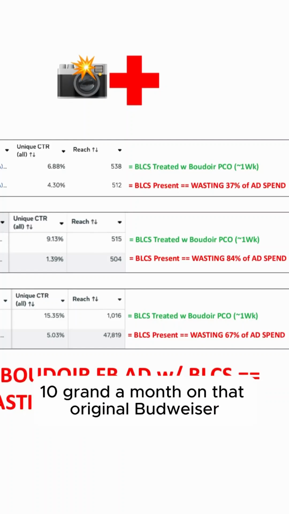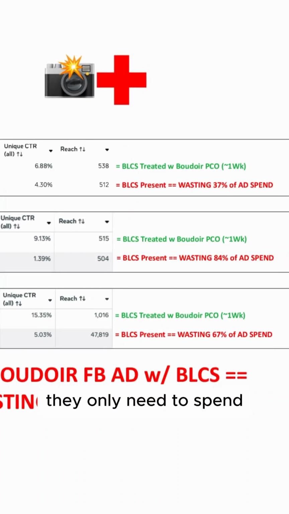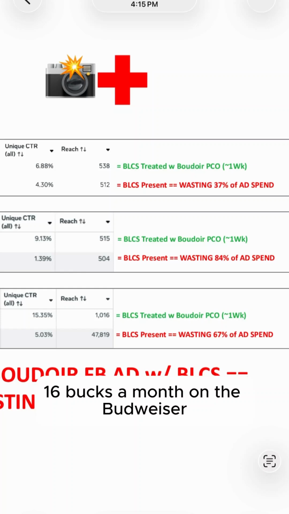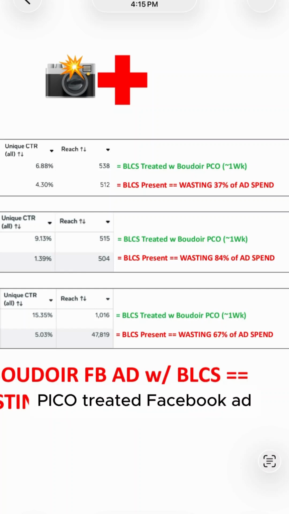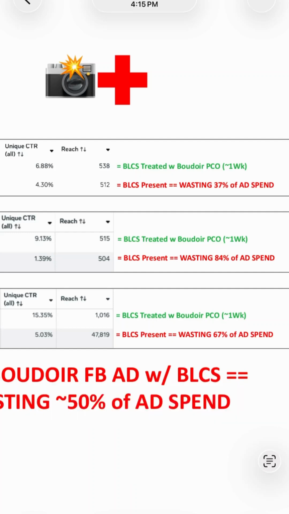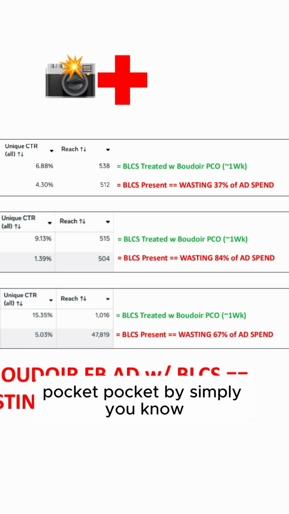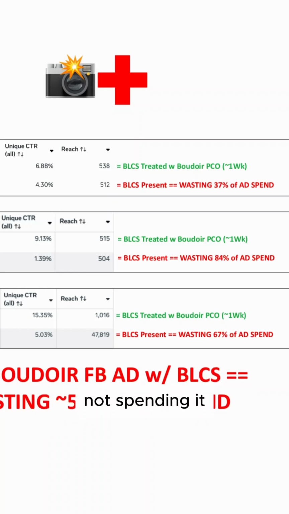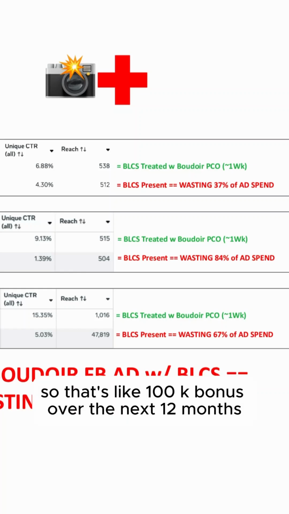So if they're spending 10 grand a month on that original Boudoir Facebook ad, now they only need to spend $1,600 a month on the Boudoir Pico treated Facebook ad, and they get their ad into the same number of women's brains in both scenarios. So they eliminate $8,400 a month in wasted Boudoir Facebook ad spend, and they actually pocket that, literally $8,400 a month, by simply not spending it. So it's like a 100K bonus over the next 12 months.